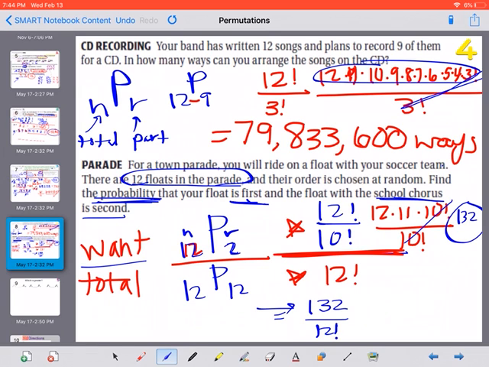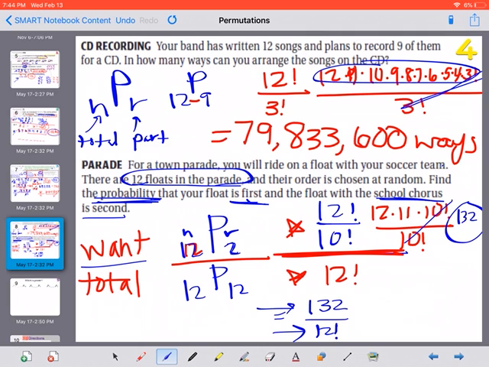Because you're first, they're second, and then the rest of the people in the parade you don't really care about, but there's 132 ways that we can arrange the rest of them so that you're first and the float with the choir is second. Out of how many total? So we need to figure out what is 12 factorial. What is the total number of ways that we can arrange everybody?